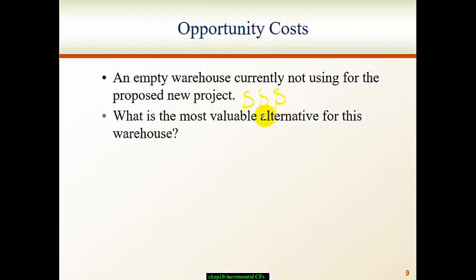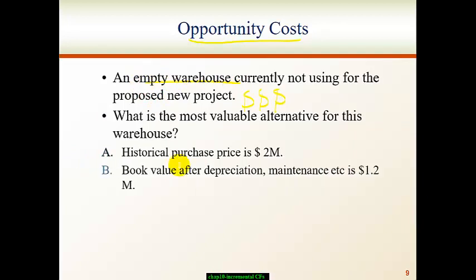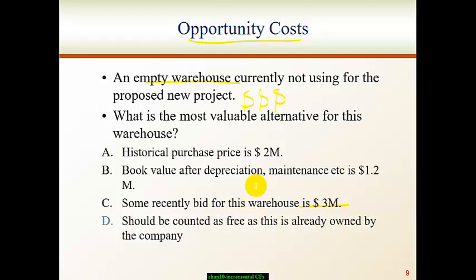So how do we find out the opportunity cost for this empty warehouse? Should we use the historical purchase price? Or what about the book value after depreciation? What about the market value bid? Someone else is willing to pay $3 million for this warehouse. So imagine the company doesn't have any empty warehouse. You have to go out, lease one or purchase one. How much does it cost for you to get a similar warehouse? $3 million. So the answer is C.